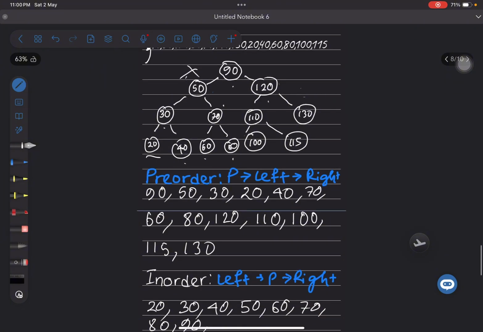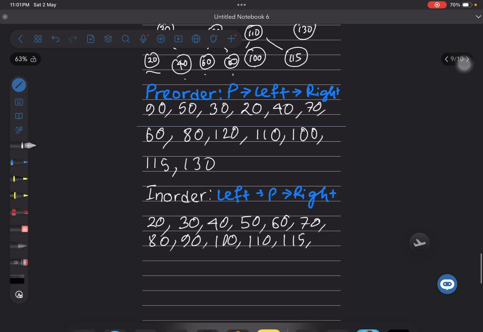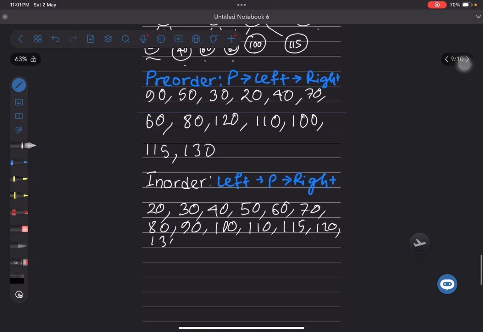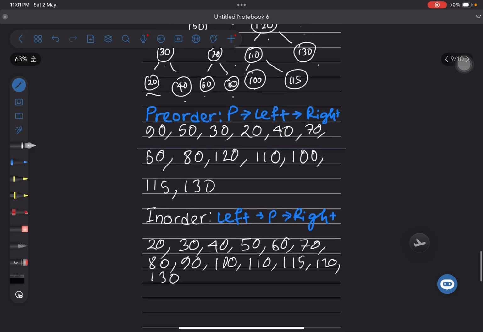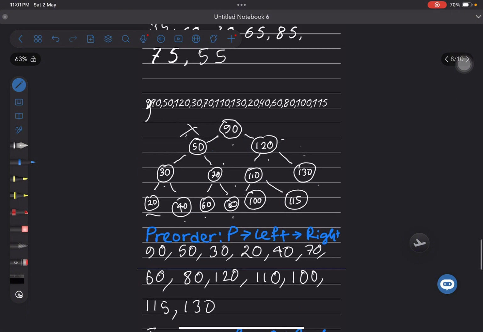Now we come to the right, left, again left, which is 100, parent of 100, 110, right child of 110, 115, right, and then we have 120, which is the parent, 120, and then the right child, which is 130, and we are done with the in order. Now we're going to be doing the post order, which is left, right, and then parent.